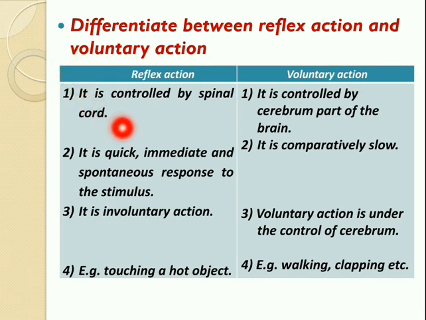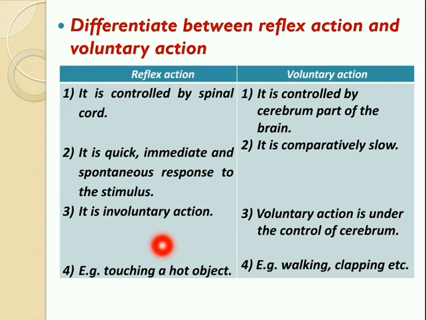Reflex action is controlled by the spinal cord. Voluntary action is controlled by the cerebrum part of the brain. Reflex action is the quick, immediate, and spontaneous response to the stimulus, whereas voluntary action is comparatively slow. You know, reflex action is involuntary action. It is not under our control, but voluntary action is under the control of cerebrum. We can also control our voluntary actions.